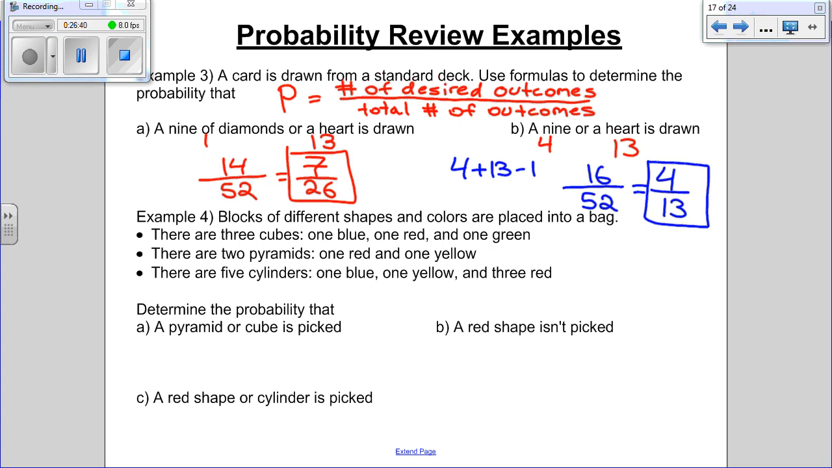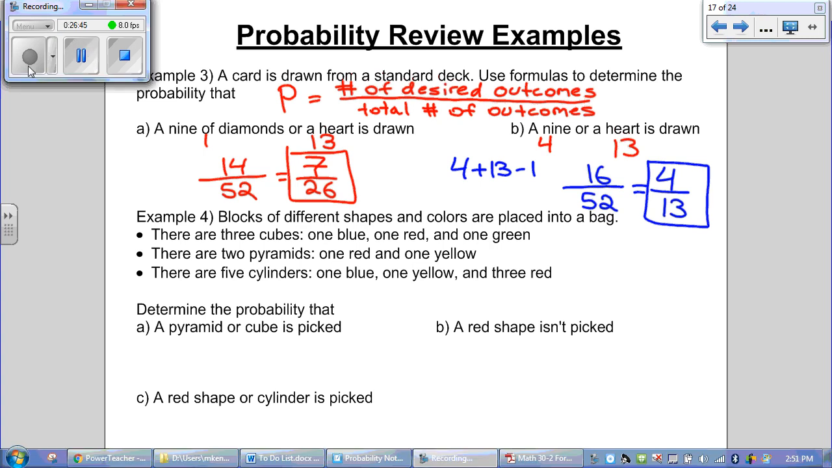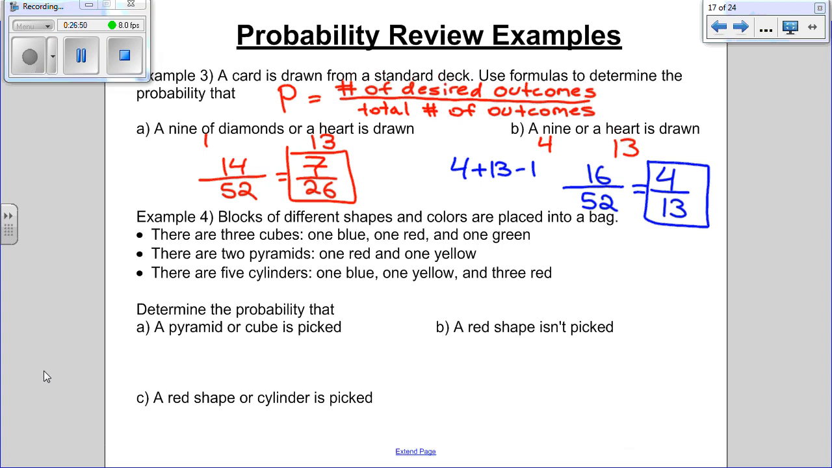Yeah. All right, example 4. Blocks of different shapes and colors are placed into a bag. There are 3 cubes, 2 pyramids, and 5 cylinders. Of those 3 cubes, one is blue, one is red, and one is green. You do the same thing for the pyramids. One is red, one is yellow. For the 5 cylinders, one is blue, one is yellow, and 3 of them are red.